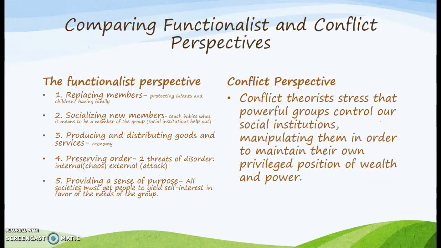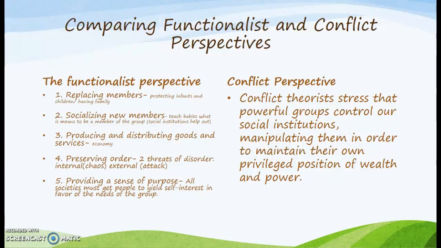So now we're going to look at the two different perspectives. There's the functionalist perspective and the conflict perspective, okay? So functionalists really have the perspective that these institutions are what allows for us to function at a social level. So replacing members, protecting infants and children, having a family, that's one part of it. Socializing your members, producing and distributing goods and services, preserving order, providing a sense of purpose, okay? These are all part of the functionalist perspective. It's so that we can function as a society.